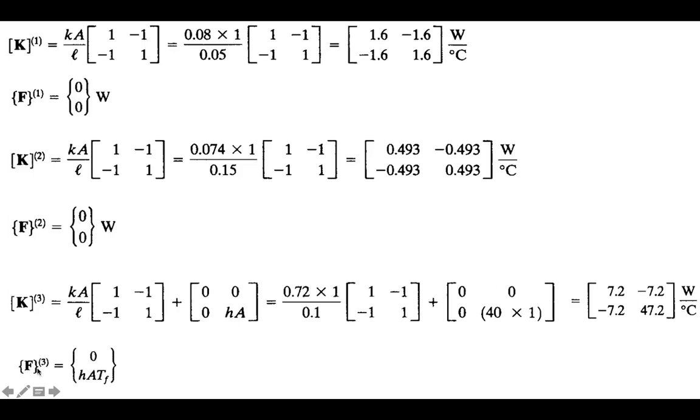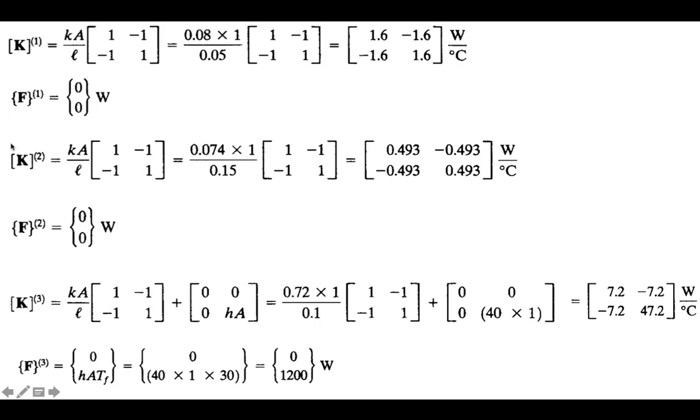This is our heat load vector for element number 3. Here you can see one term is added, HATF. This is due to convection, HA into TF. TF is the fluid temperature, and it is coming to the last node of the last element, that is element number 3. So the value we are getting is 1200.